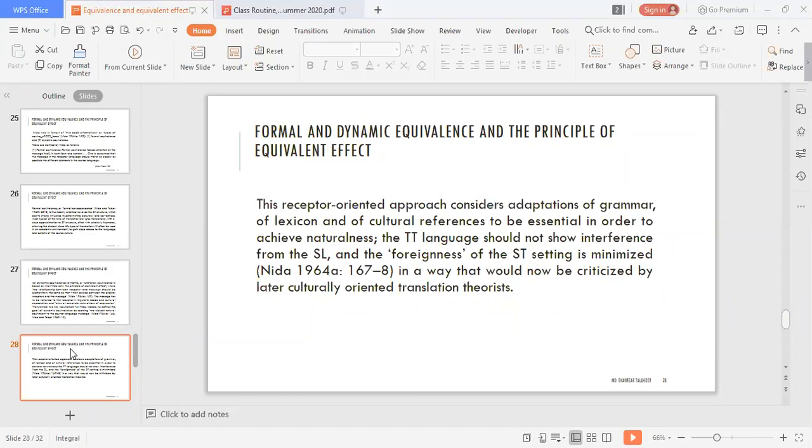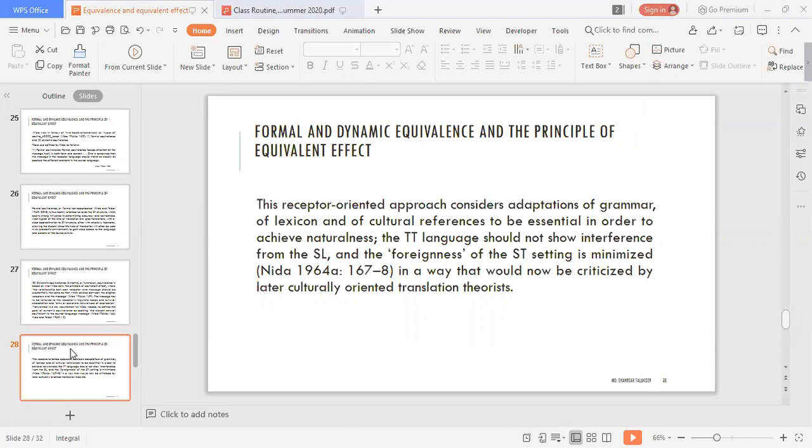Yes, sir. Okay, excellent. The target text language should not follow interference from the source language. That means the source language is English, and the target text is the text in Bangla. So the Bangla text will not accept interference from the source language, English. English as a language will not be allowed to interfere with its structure, form and content. The foreignness of the source text, that means the English language, will be minimized, and it must be minimized if you really want to produce a natural translation.